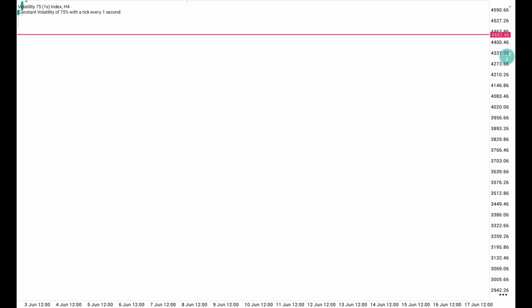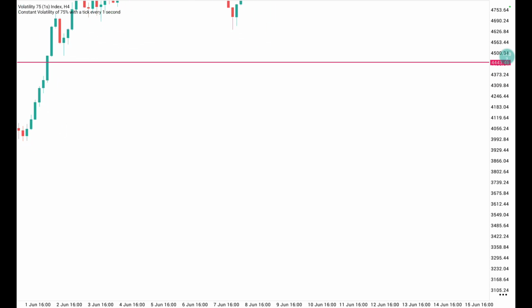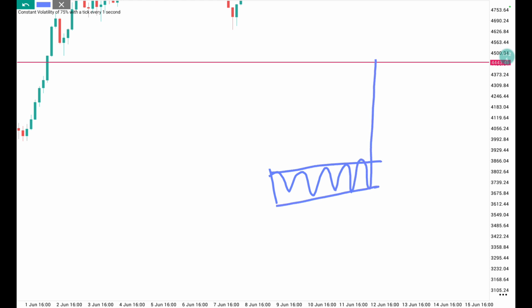So, fair value gap. Before I say anything about a fair value gap, I just want to show you how to identify it first. Okay, so aggressive price movement. Look at it. You see, this one is called an efficient price delivery. This consolidation is an efficient price delivery.